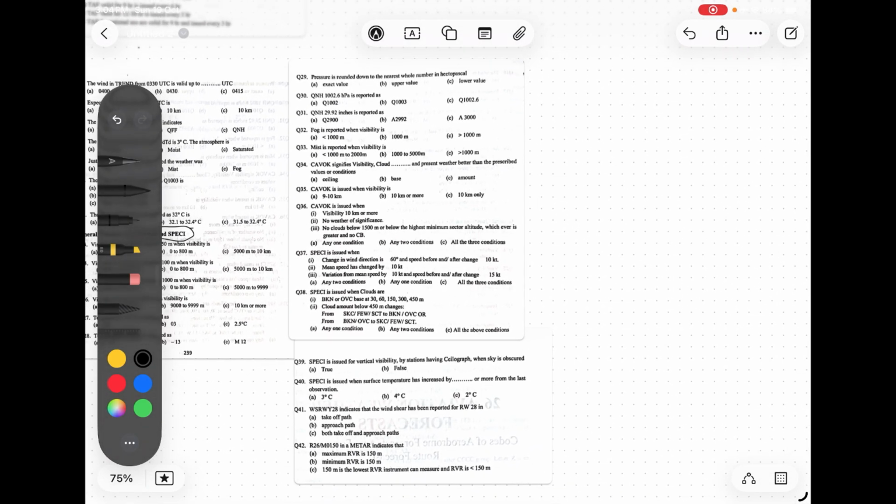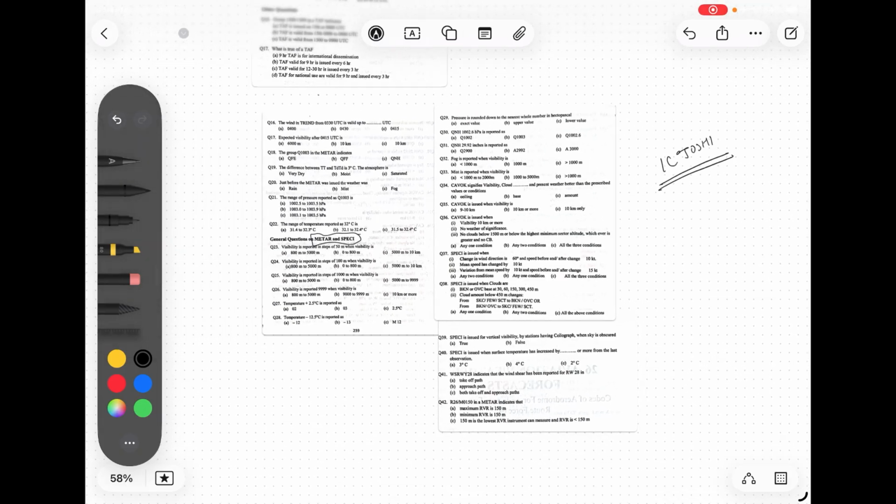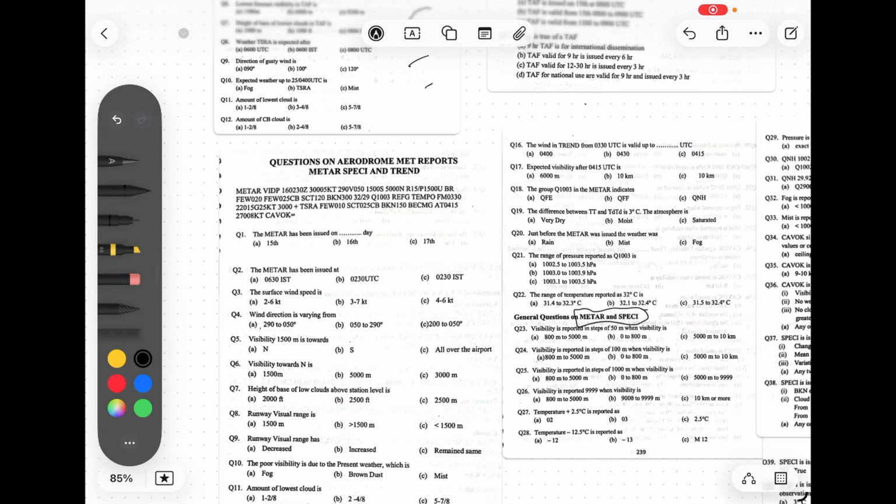So attempt all these questions and please go through IC Joshi to understand a few more terms that might be written. They are basically different kinds of reports. So how questions come in the exam is, they would give you a METAR like this, and then they would have 1 or 2 or 3 questions on it. So it's one of the most scoring parts, because it's very easy. All you have to do is understand how the codes work, decode it, and we're done. So METAR is done here.